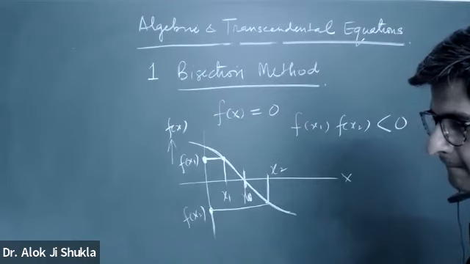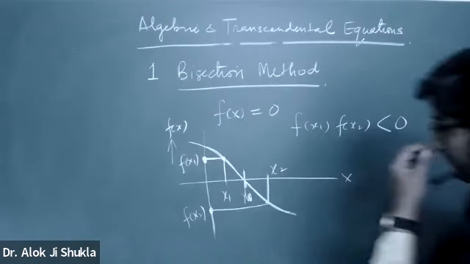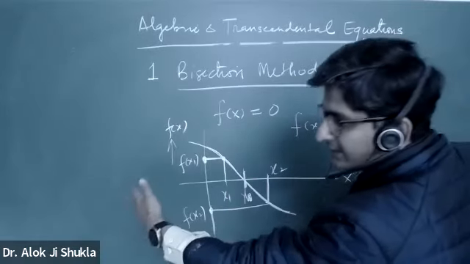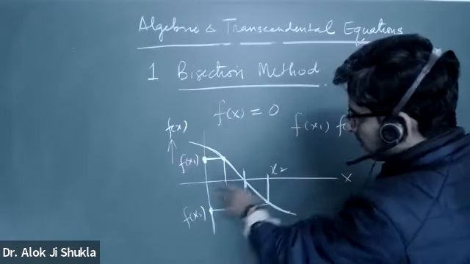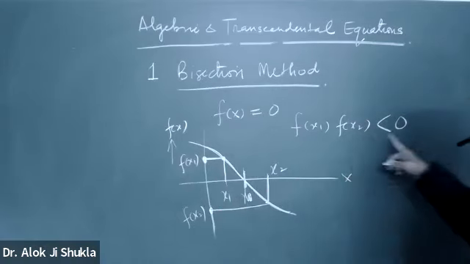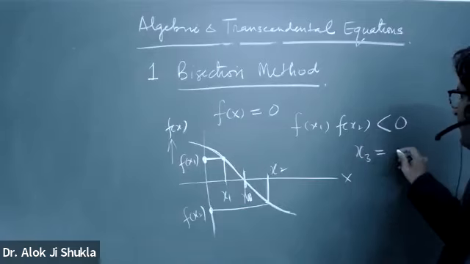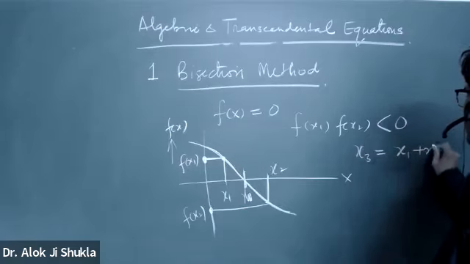Yes. So then, but maybe we have taken this very far. So how to come closer to this? So once I am sure that this is the point, I will calculate the next point x3, and that will be (x1 plus x2) by 2.